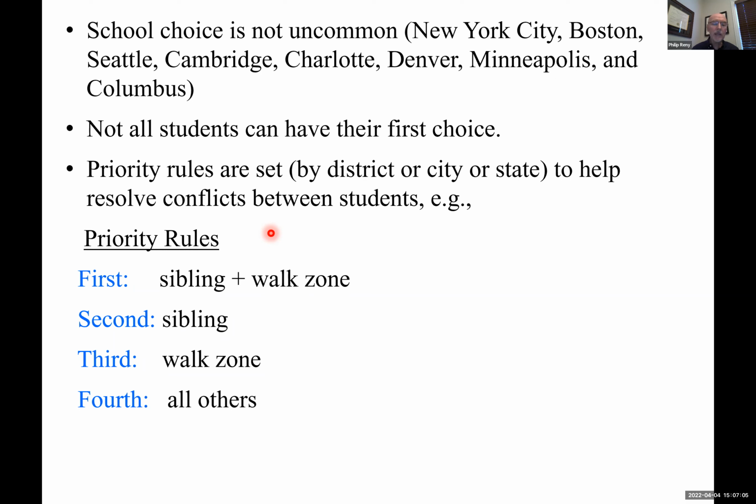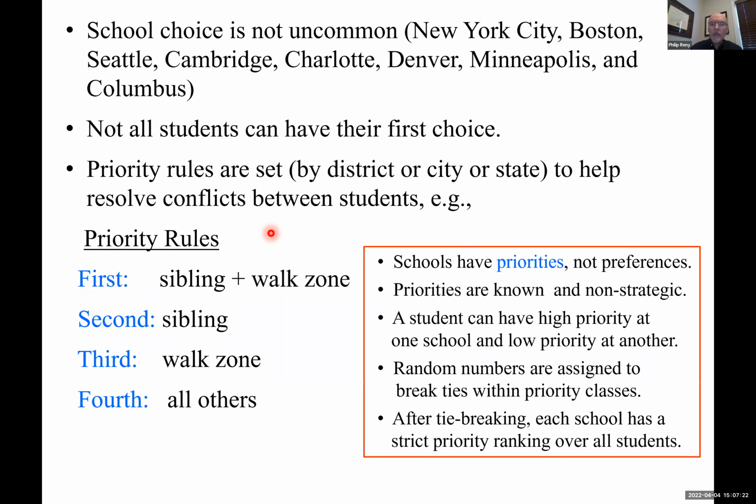And so to establish priorities within these equivalence classes, typically random numbers are also assigned to students. So each student is assigned a random number, and those random numbers are used to break ties within these equivalence classes. And so here's the situation quite generally. Schools have priorities, and we're not going to be thinking about these as preferences. These are just rules that are used to break ties between students.